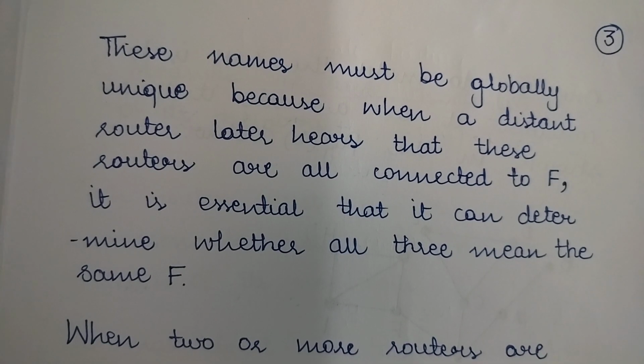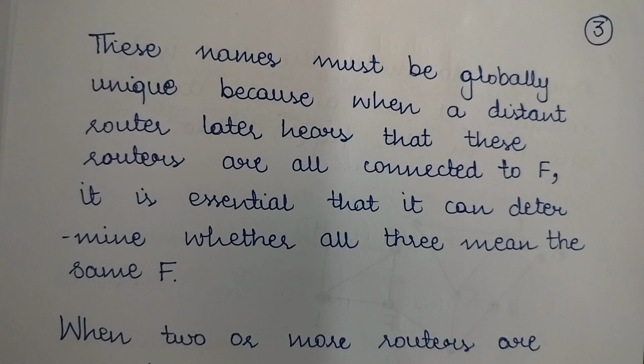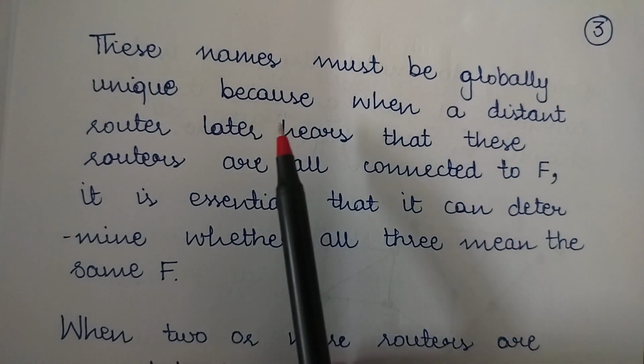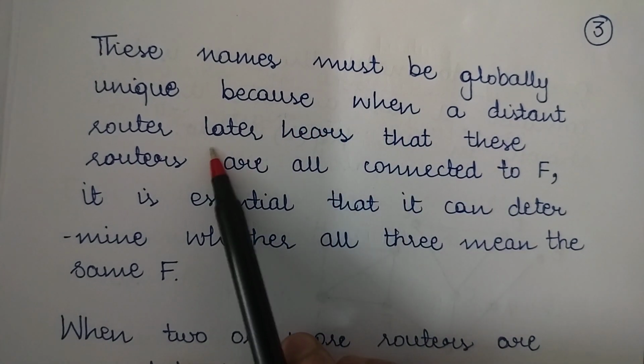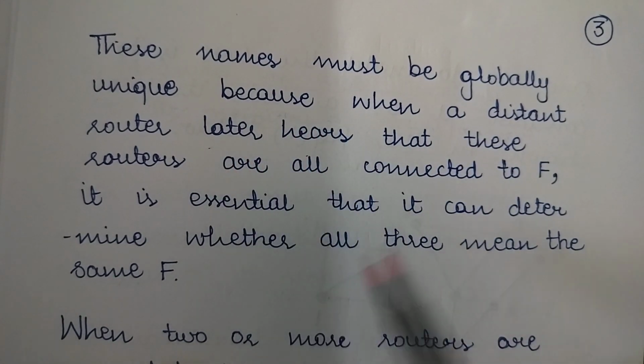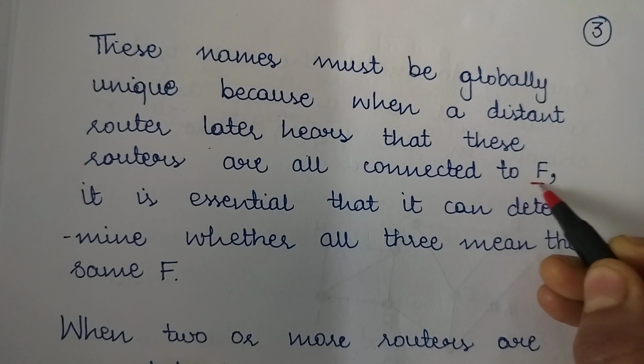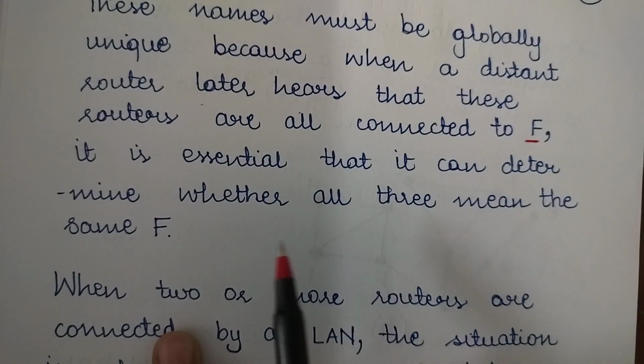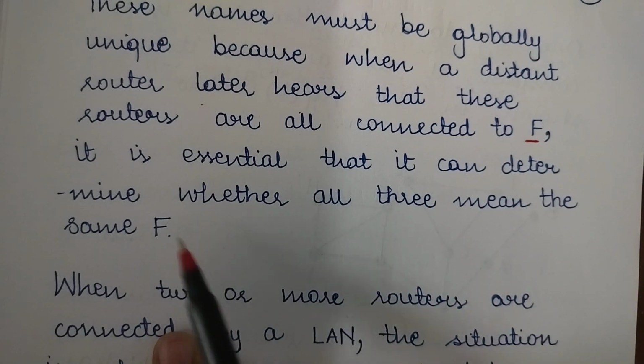Next, these names must be globally unique. Whatever the names of the routers are, they must be globally unique. That means no other router must exist with the same name in the subnet. Because when a distant router later hears that these routers are all connected to, say, router F, it is essential that it can determine whether all 3 mean the same F.